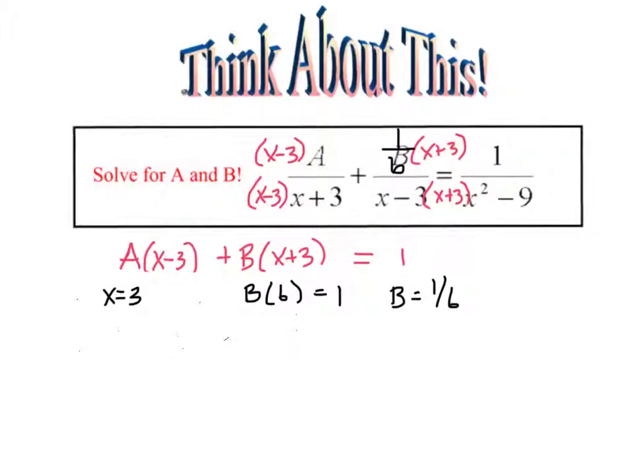Well, along the same lines, let's pick negative 3. So we get a multiplied by negative 6 equals 1, because that second part would cancel out. And we divide both sides by negative 6, so a is equal to negative 1/6. So let me go up here and write that down. Now, if you're thinking, well, okay, what does that do for us? Because we're so used to putting fractions together, what good is it to split them apart? Well, let me show you on the next slide.